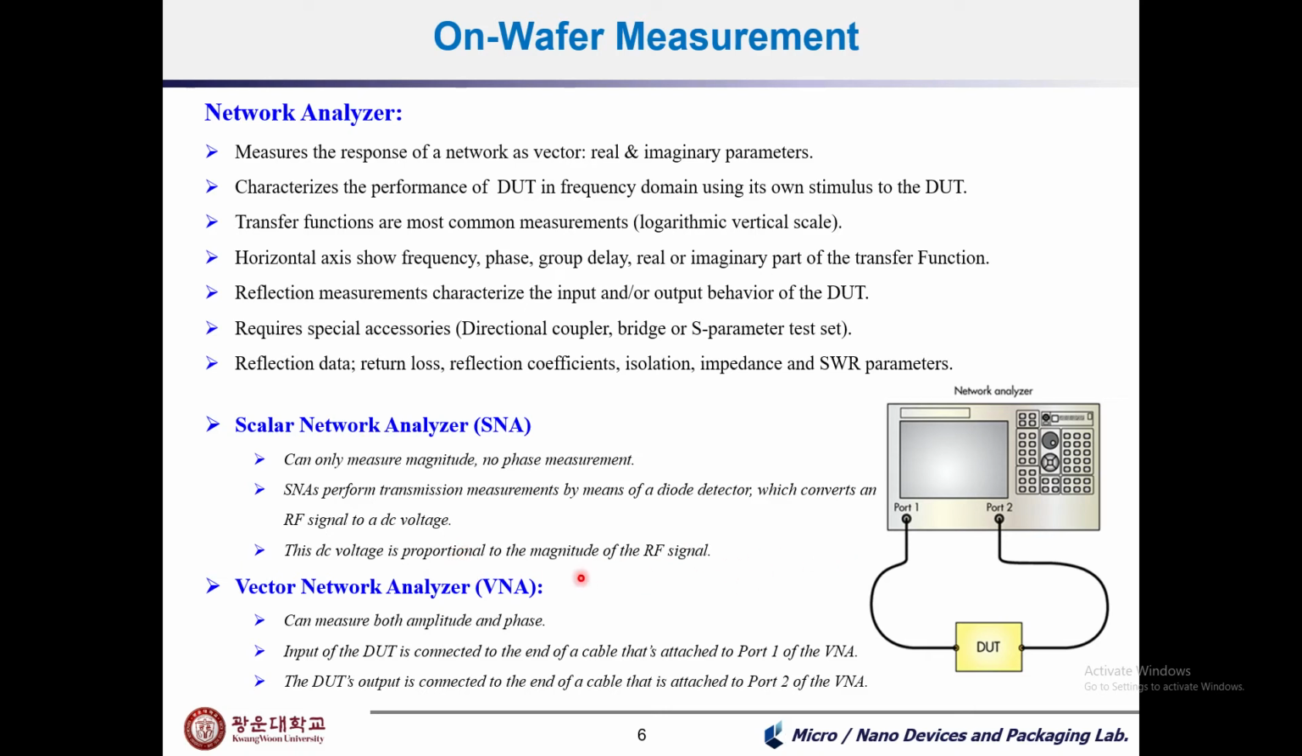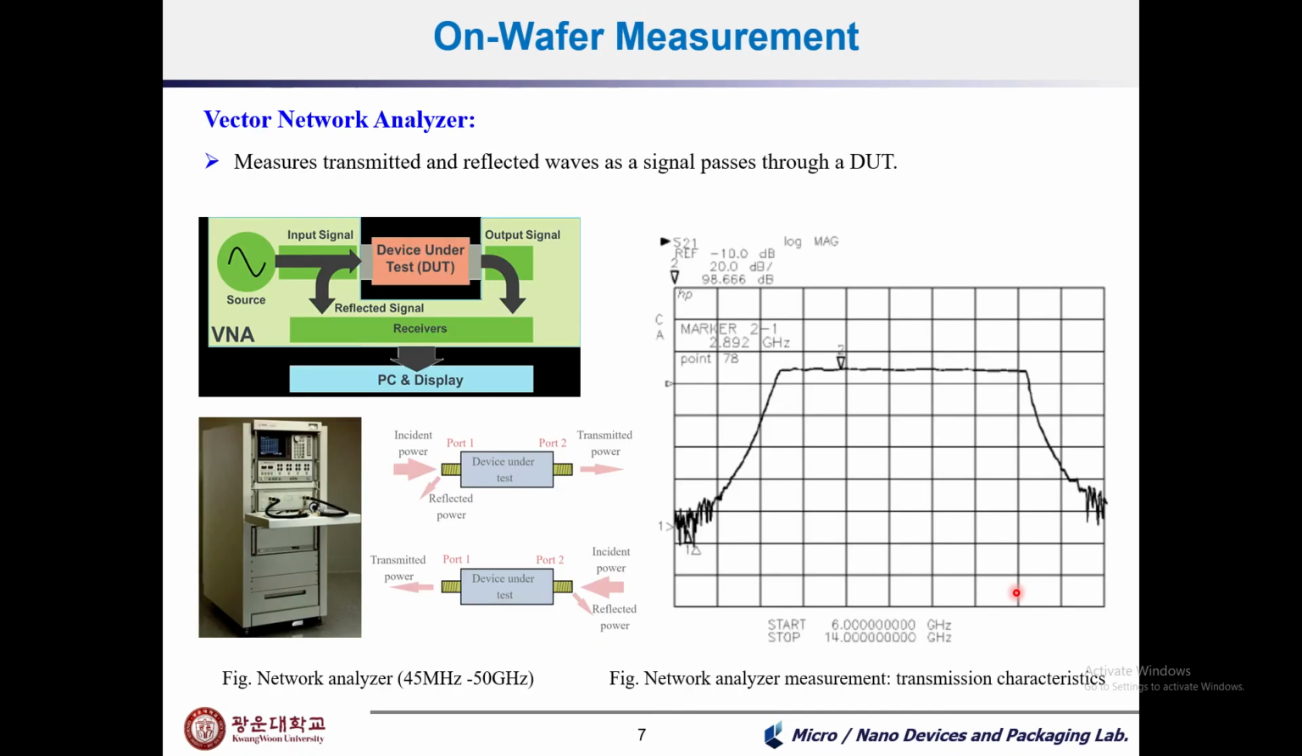And in the case of the vector network analyzer, we can measure both amplitude and phase, so we can obtain the phase parameter also. And as I already mentioned, the input of the DUT is connected by a cable to port 1 of the vector network analyzer, and the output is connected to port 2 of the vector network analyzer. The vector network analyzer measures the transmitted and reflected waves as a signal passes through the DUT. So here is the device under test.